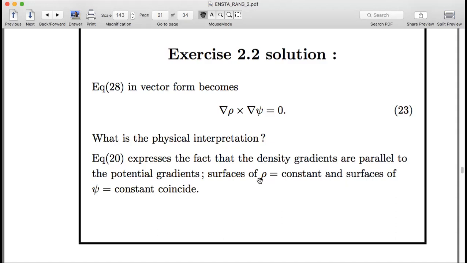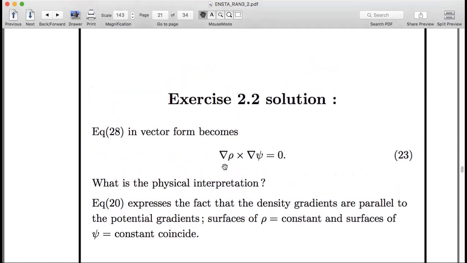Maybe I can show you the answer that I was looking for. So I've written it here. I just wanted you to recognize that as the vector product or the cross product between two vectors. What are the vectors? The gradient of the density, cross product with the gradient of this potential function psi.